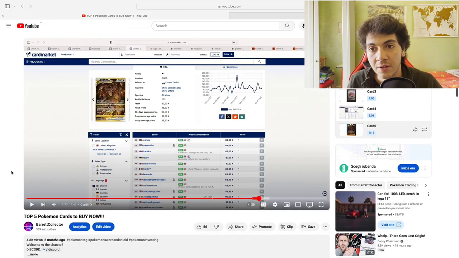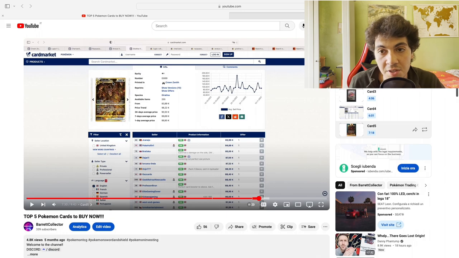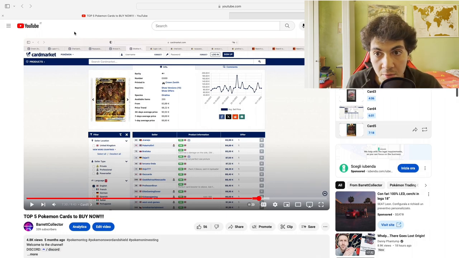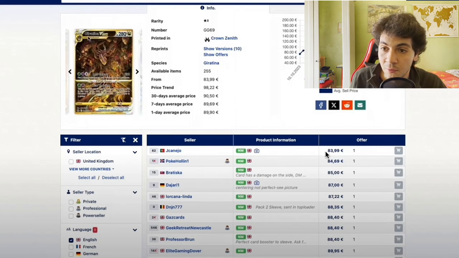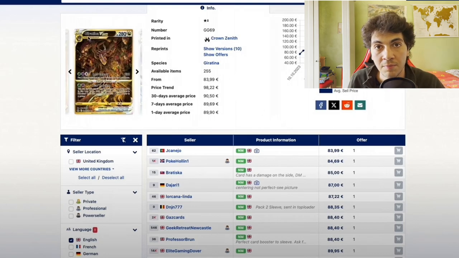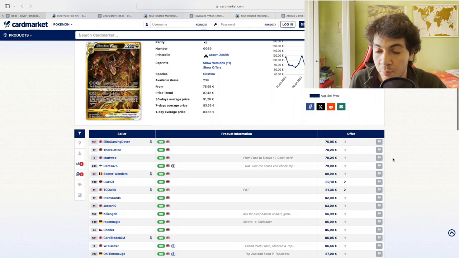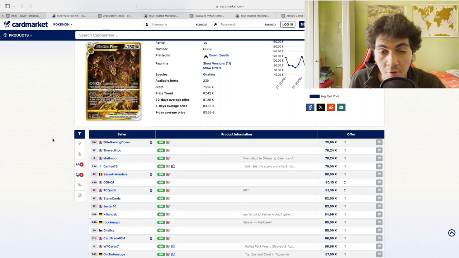Now, last but not least, we had the Giratina V-Star from Crown Zenith, the gold secret rare. And what an artwork. It is my favorite of the five. And as you can see, it was selling for as low as 84 euros back in December. And today, once again, not considering British sellers, it is selling for as low as 80 euros. So you could say a 4-5% difference in price, which is only a 4 euro difference. So in terms of absolute value, it's not much. In terms of percentage, it's something to consider.